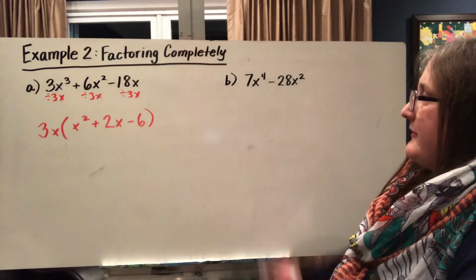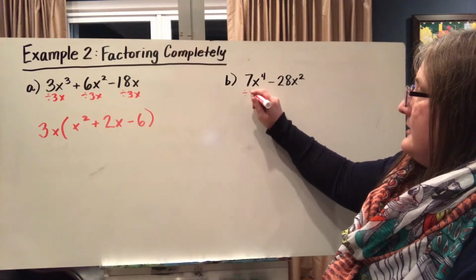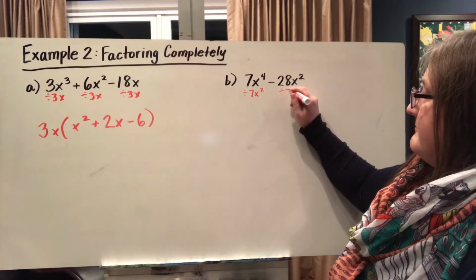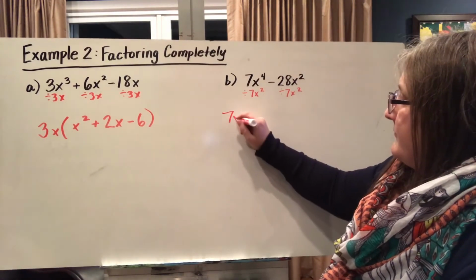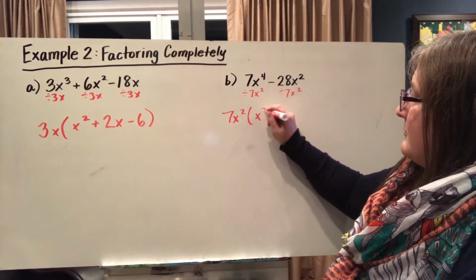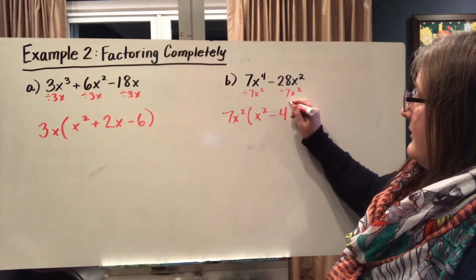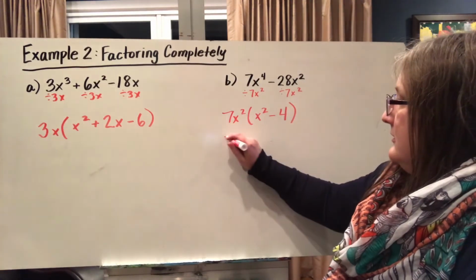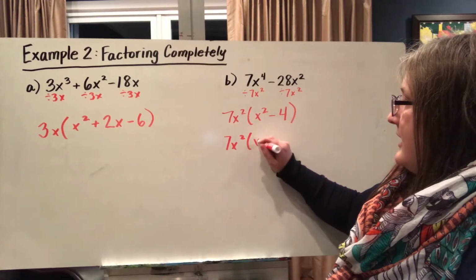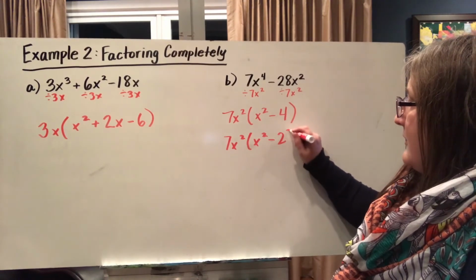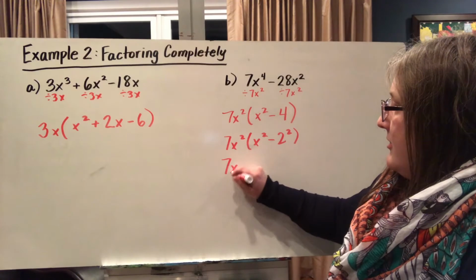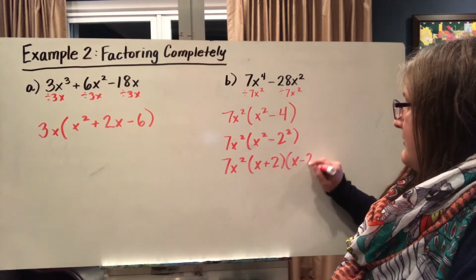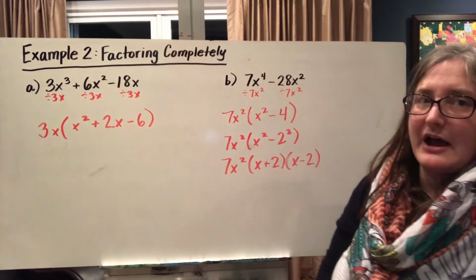Here I'm going to start by factoring out my greatest common monomial, which in this case is 7x squared. So I'll be left with x squared minus 4. Now, this is actually a special polynomial, which can be rewritten as x squared minus 2 squared. So that can be broken into x plus 2 times x minus 2. Now it is factored completely.